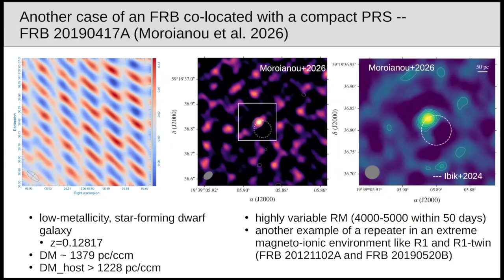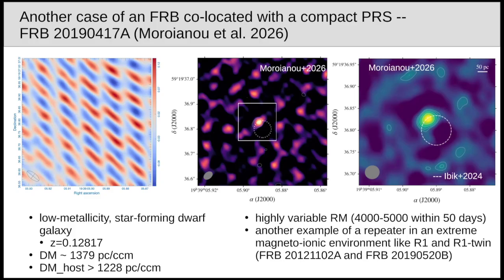This is work done by Alex Moroianu. This is the source that gave us a little pain because it took a long time to actually localize it because our models were wrong. But in the end, we managed to localize it down to some 5 by 3 milliarcsecond accuracy. The position of the PRS, it's another one of these sources with a persistent radio source, coincides with a VLA detection of a persistent source in the region by Yong Kun et al. And lo and behold, they actually agree.